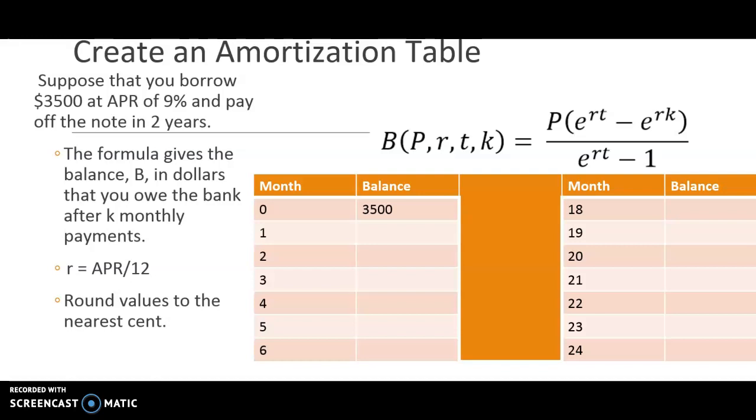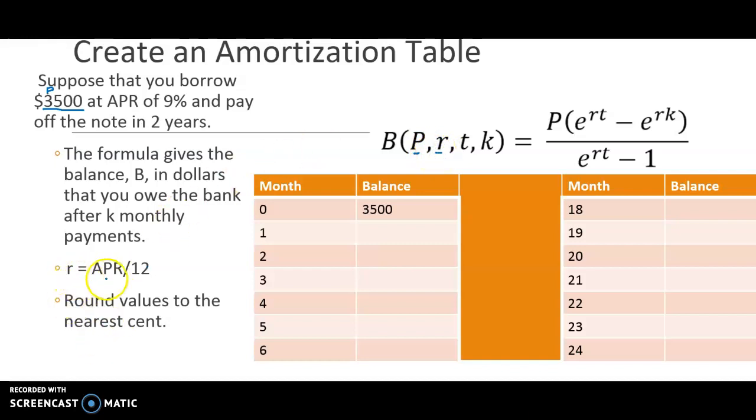We are given a huge formula to work with, and we need to figure out how these values fit into the formula. So first things first, right here, P is the first input value, and P stands for the principal, or the amount of the loan. So this amount right here is our P value. Next thing we have is R. R stands for the interest rate.